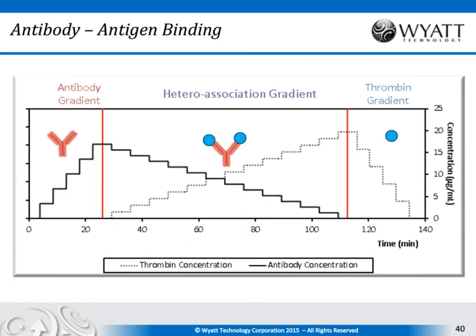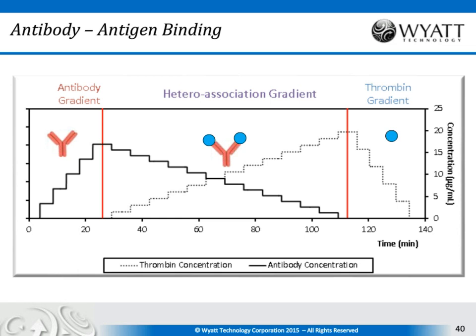The next example is antibody-antigen binding. In the CG-MALS analysis, we actually include three parts. On the left and on the right of the method shown here, we see concentration series of the individual molecules in order to look for any self-association. And the central region holds the heteroassociation gradient, where we're mixing together thrombin and its antibody to look at self-association and heteroassociation.